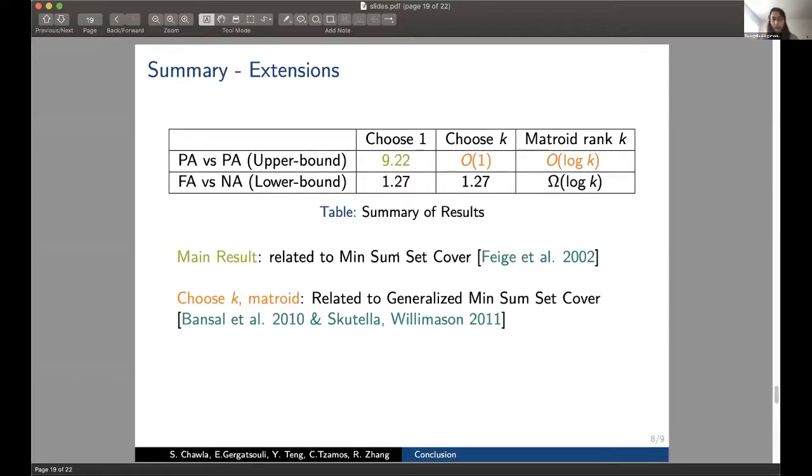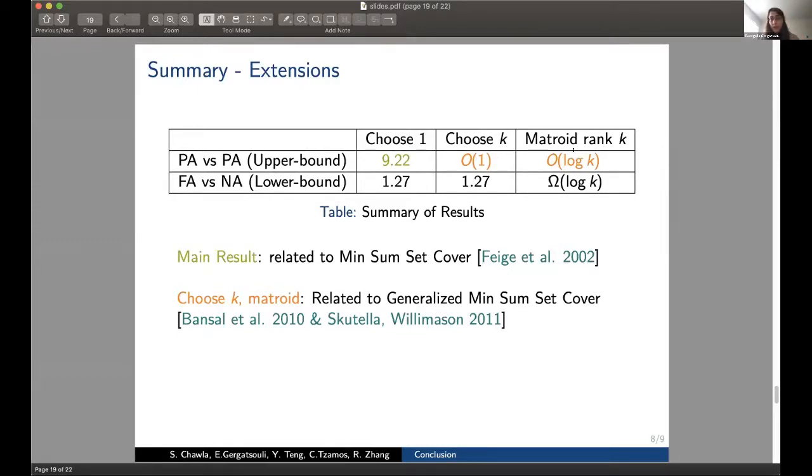Then we also saw the lower bound in that case, again, a constant lower bound. And we also explored a couple more variants. So what happens if we have a different feasibility constraint? Let's say we want to choose k items instead of 1, or we want to choose a matroid basis of rank k. In these cases, we saw the constant approximation and the log k approximation.